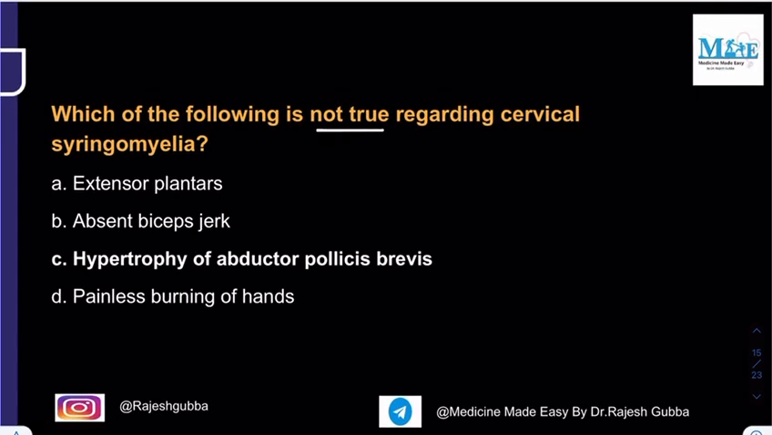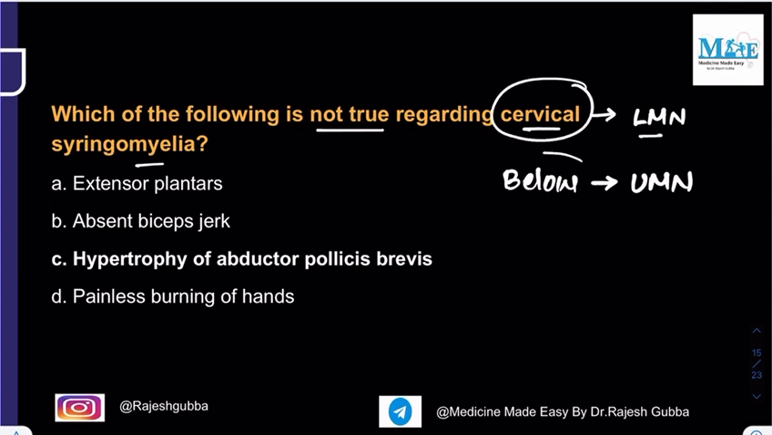Which of the following is not true regarding cervical syringomyelia? So syringomyelia is nothing but the cavity which is being formed within the central part of the spinal cord. So at the level of the cervical region, you will have lower motor neuron features, and below the level of the cervical region, you will have upper motor neuron signs. So you take this extensor plantar reflex. Yes, this will be there because this will be the upper motor neuron sign.